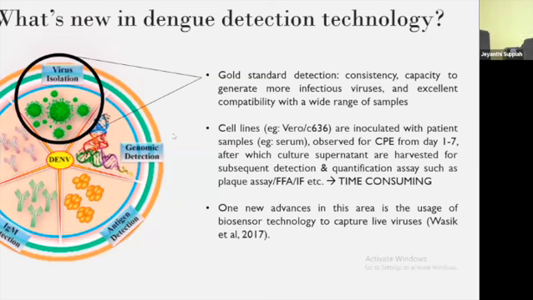We have a wide range of cell lines as well that can be utilized for dengue virus isolation, including Vero cells and C6/36 cells. Basically, how it is performed: the cell lines are inoculated with patient samples, for example serum, after which you observe for CPE from day 1 to day 7 usually. After which the culture supernatants are harvested for subsequent detection or quantification, such as plaque assay, focus forming assay, or immunofluorescence.